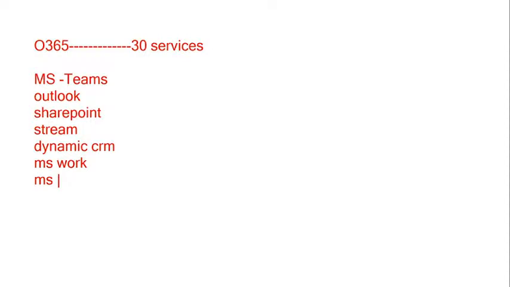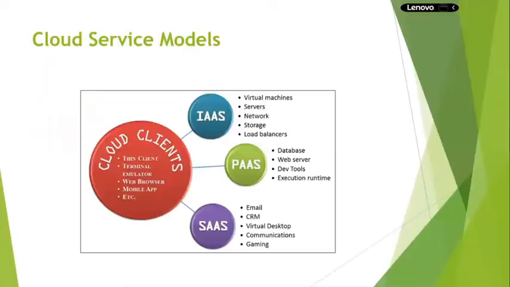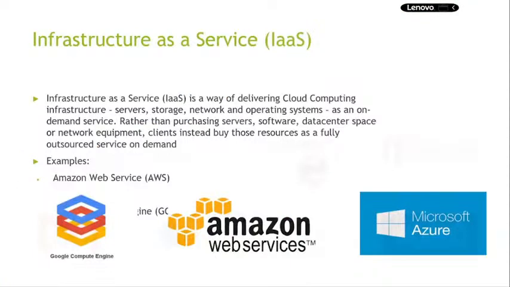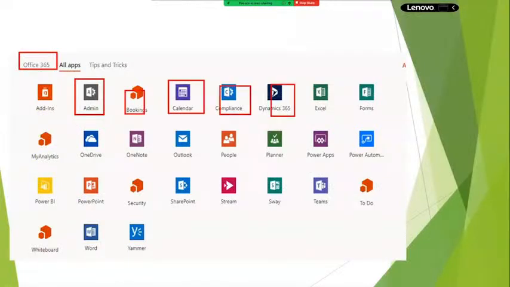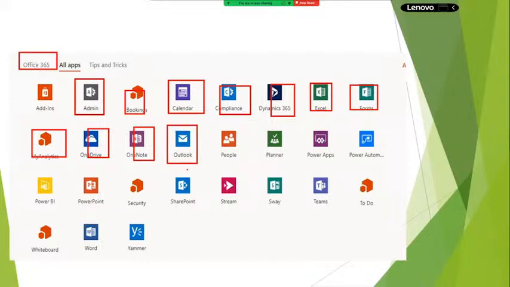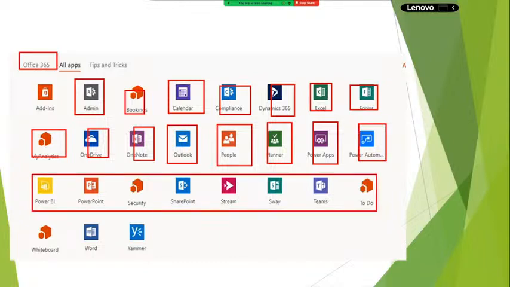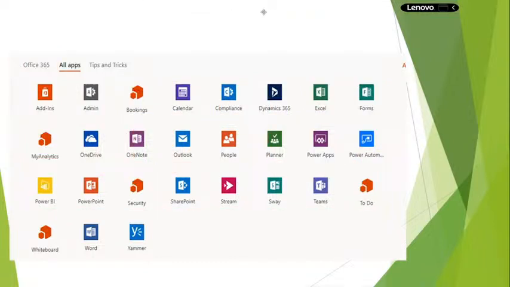Okay, this is what Software as a Service is. See, guys, these are the components provided by Office 365: admin, bookings, calendar, compliance, Dynamics, Excel, Forms, analytics, OneDrive, OneNote, Outlook, People, Planner, Power Apps, Power Automate, Power BI. All these things are managed by Microsoft. You need not worry about managing these things. This is about Software as a Service.